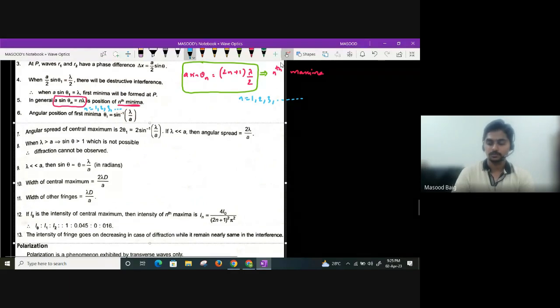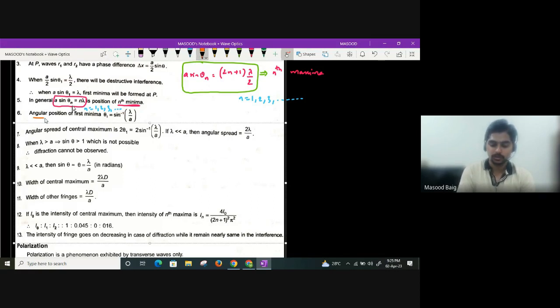So suppose if I want to find first minima, what will I substitute n value here? 1 only or not? So what will be the angular position? This formula is important. Angular position of first minima is sine inverse of lambda by a. In the same manner, what will be the angular position of nth minima? Angular position of nth minima I want to find. It will be sine inverse of n lambda divided by a.